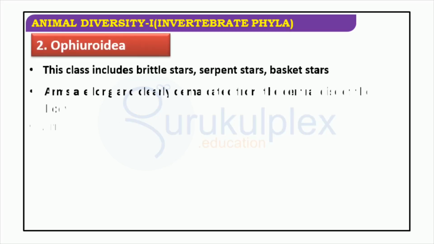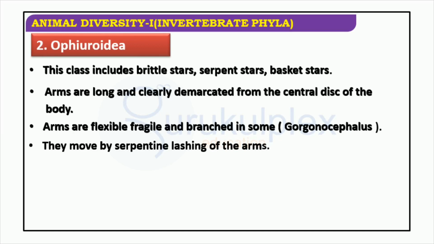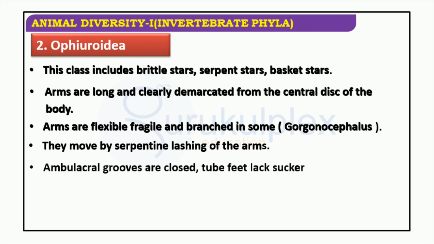Ophiuroids are an intriguing collection of invertebrates that have adapted to survive in a variety of environments. They feature a central disc body from which 5 arms extend, without suckers for locomotion but instead relying on serpentine lashing.